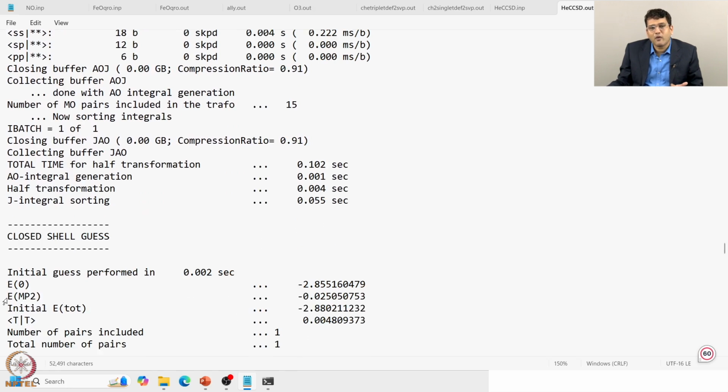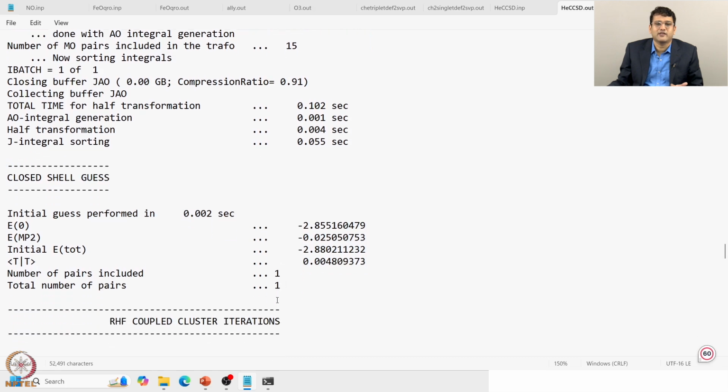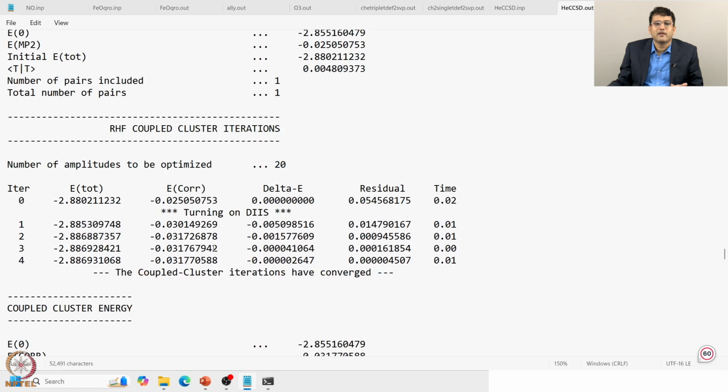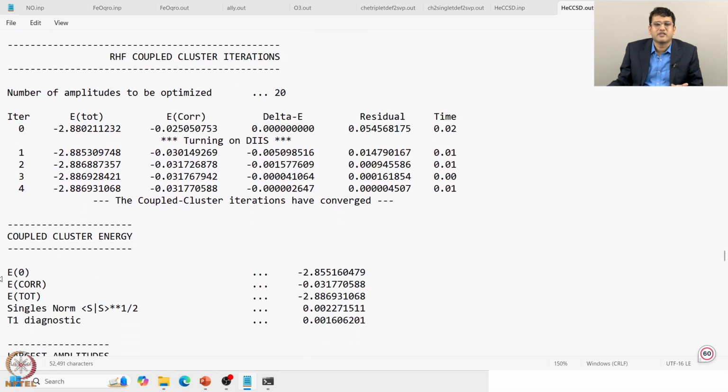So if you perform a coupled cluster calculation, it will also calculate the MP2 energy, and this is how the coupled cluster iterations will look like. And the system, because it's a small system in a small basis set, has converged within 5 iterations. Remember, in ORCA the calculations start from 0. So this is how the energy will look like. This is E0, this is E correlation, and if I add them, it will be the total.